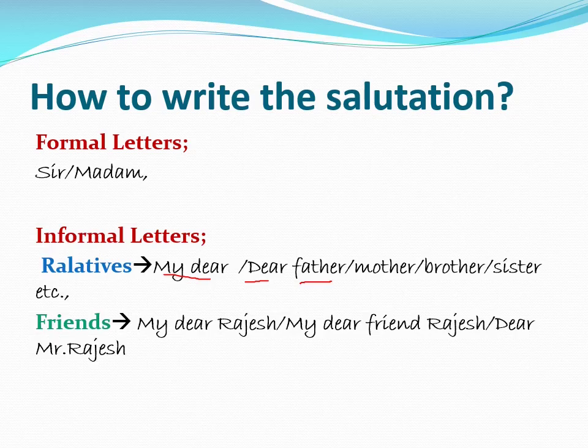You can write his name. For example, your friend's name is Rajesh. So you can write my dear Rajesh or my dear friend Rajesh. If he is not your close friend, you can write dear Mr. or Miss, adding their names also, but don't write only my dear friend. Okay, in this way you can write the salutation.